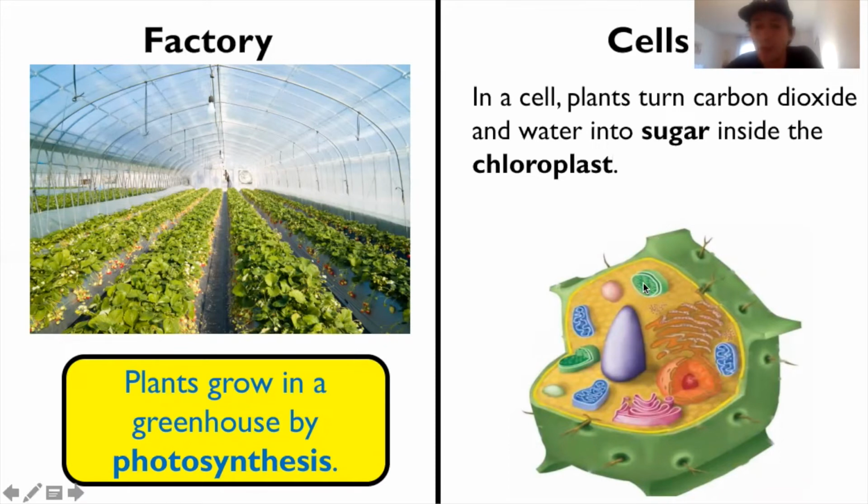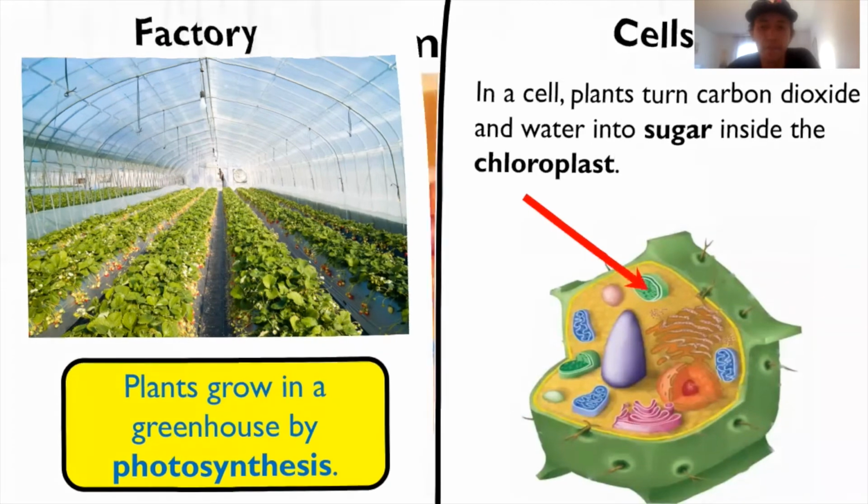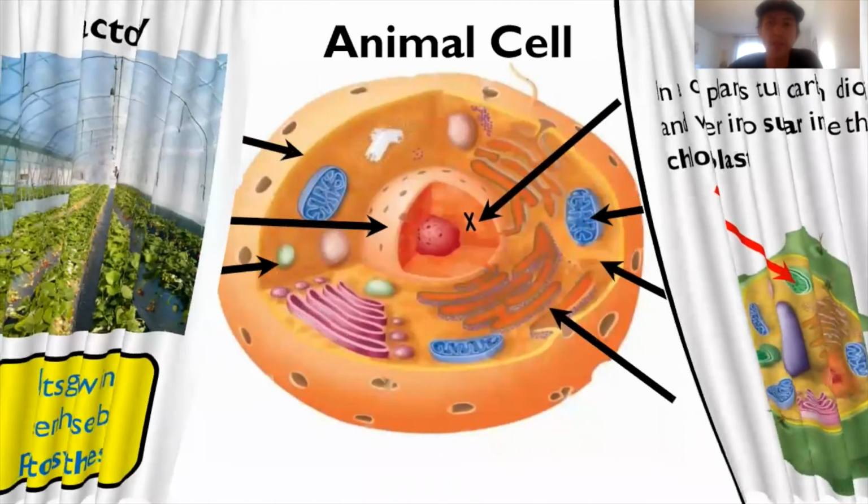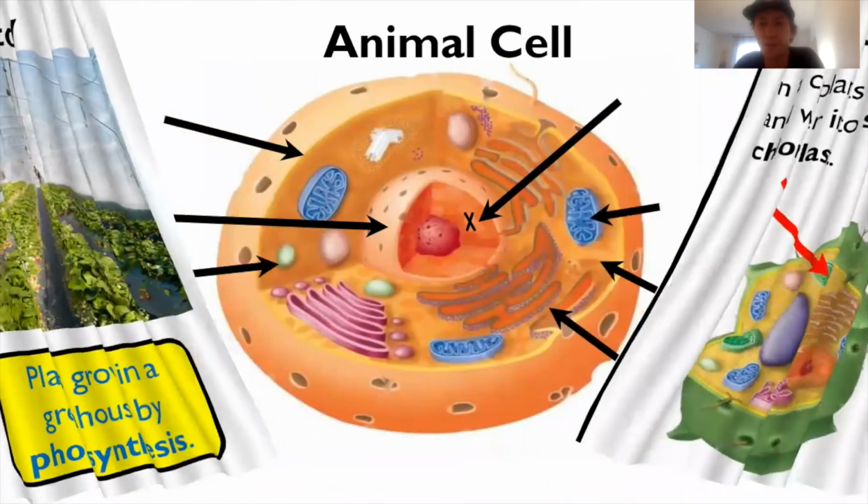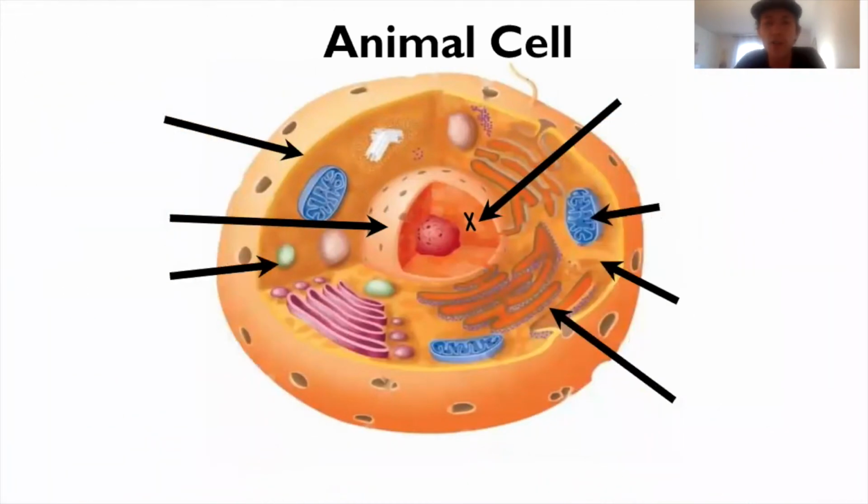Anyway, all of this happens in the chloroplast in a liquid called chlorophyll. If you've ever fallen on grass and gotten grass stains, that's what chlorophyll is. And again, only in the plant cell. And so, my friends, that brings us to the end of our cell tour.